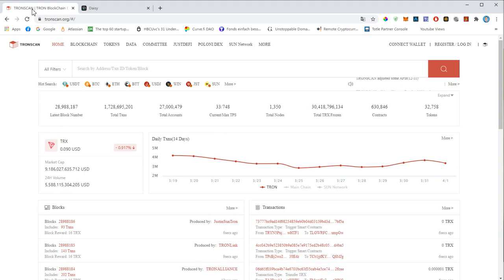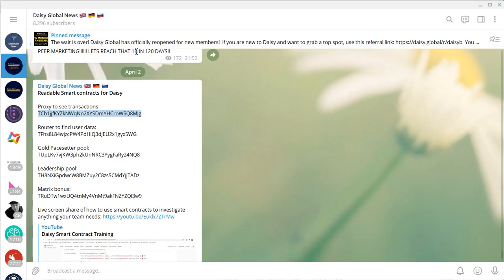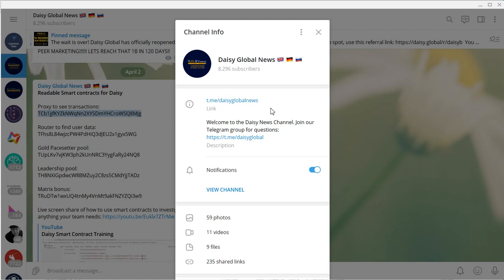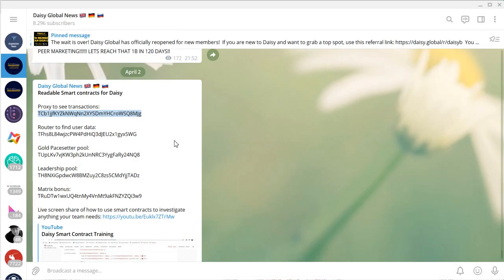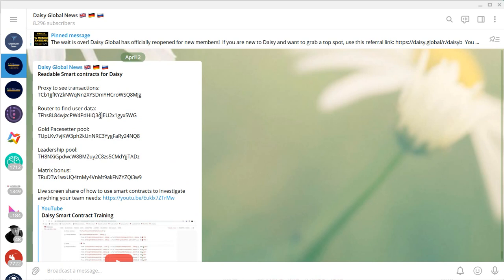There are several, I think 11 in total, but we will have a look at 4 of them. So how to find those addresses, I mean the smart contract addresses? There are two options. One option is you go to our Telegram channel, which is Daisy Global News, and here you will find the list of the main 5 smart contracts. And by the way, you will get updates on a regular basis, so this way you make sure you are always up to date.